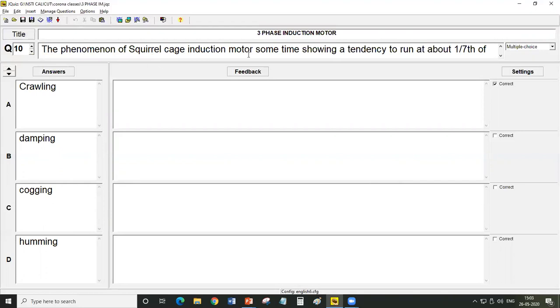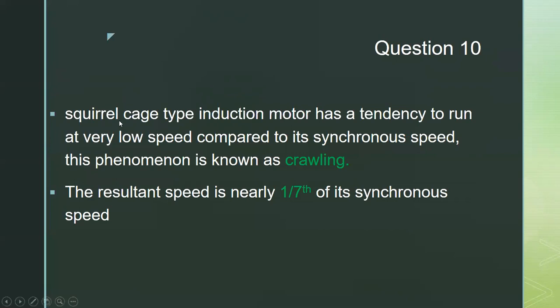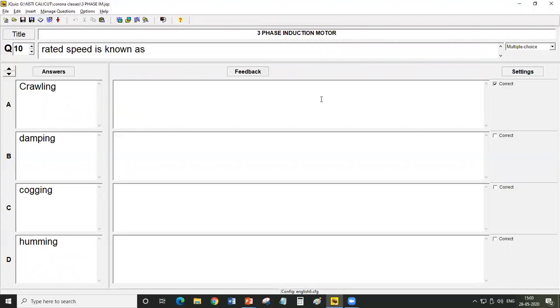Next, we already discussed this question. The phenomenon of a squirrel cage induction motor sometimes showing a tendency to run at about 1/7 of rated speed is known as crawling. When the squirrel cage induction motor tends to run at a very low speed compared to the synchronous speed, it is known as crawling.